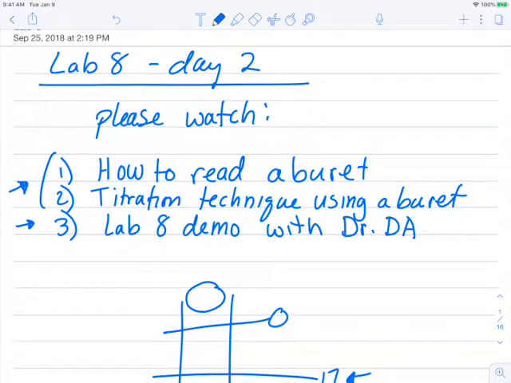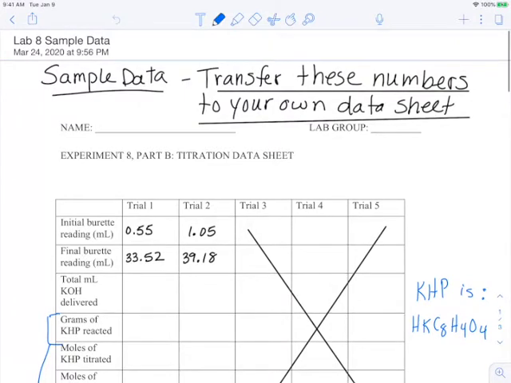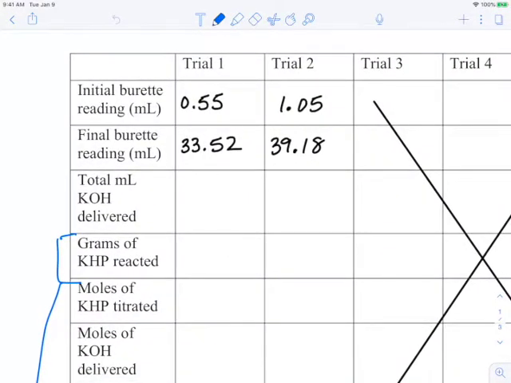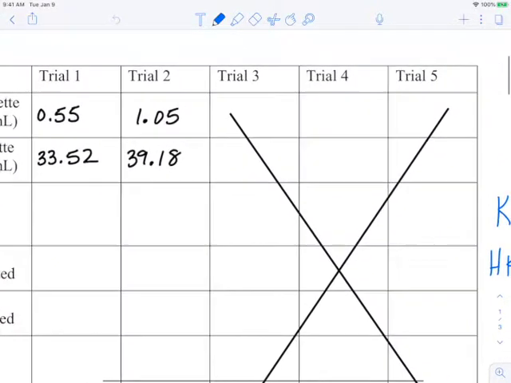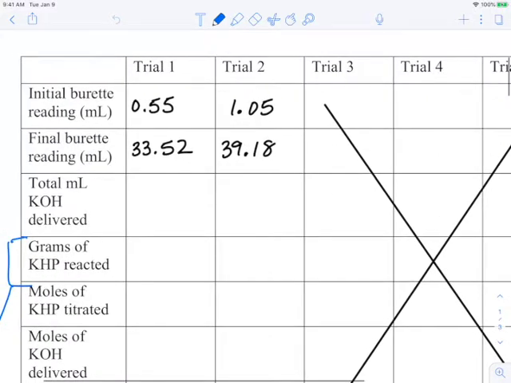All right, and let's take a look at that lab data. So again, this is in the lab notes section of Canvas. So this is your sample data. We're only doing 2 trials, and we only really do 2 trials in class. This other is in case you had some problems and you had to redo it. But you have an initial burette reading and a final burette reading. Notice, just like in the video, your burette's always read to 2 digits after the decimal.